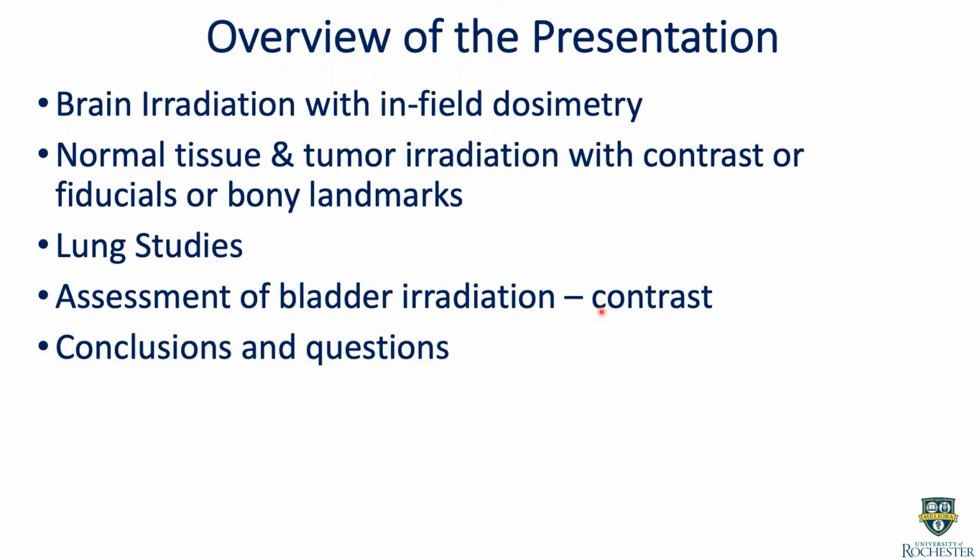So this is really an overview of what I'm going to talk about today, describing some normal tissue and tumor imaging studies that used either CT contrast, fiducial markers, or bony landmarks for radiation targeting, from a wide range of studies using normal tissues or orthotopic tumor models in mice. The rationale for all of these studies was to investigate mechanisms of action of radiation with respect to normal tissue toxicity or tumor response. And I'll cover some bladder studies in more depth towards the end of the talk.